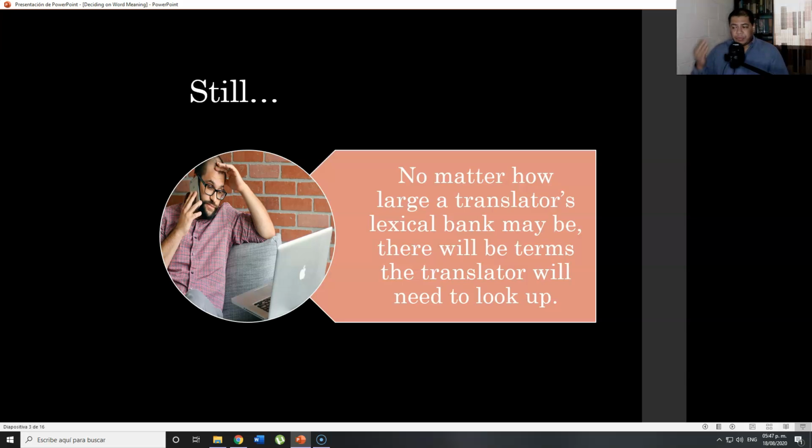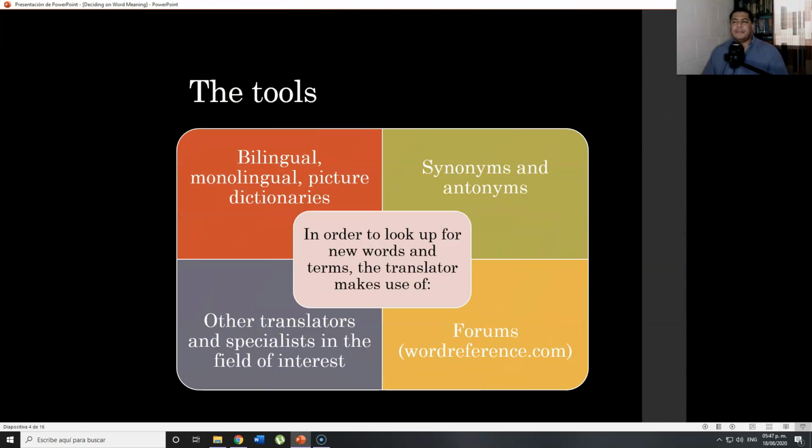So it is very important that we understand that yes, we need to work on our vocabulary, but eventually we will face words that we do not know. So if that happens, what do we do, guys? Well, we have different tools that we can make use of when we find words we don't know. The main one I would say is the use of dictionaries.